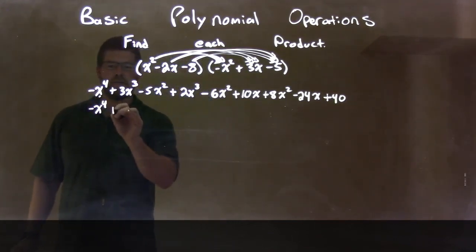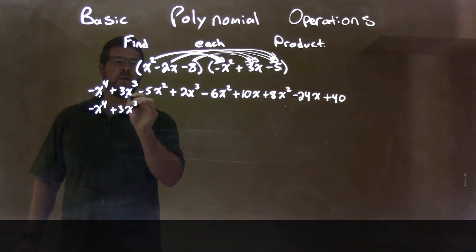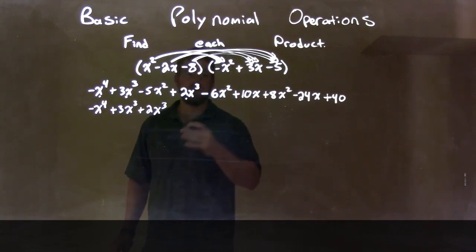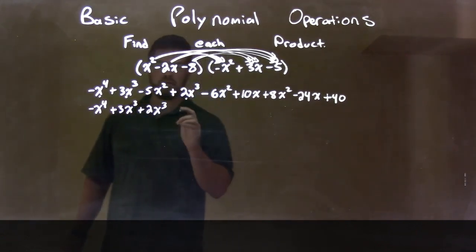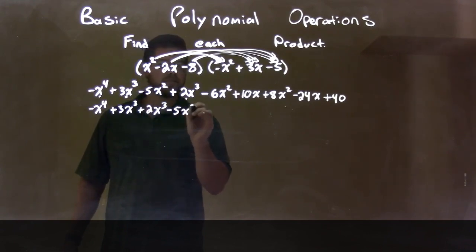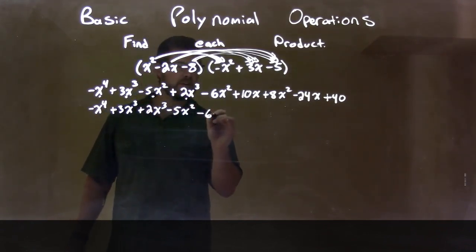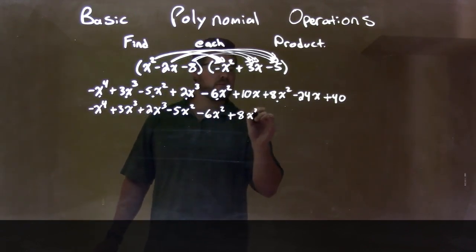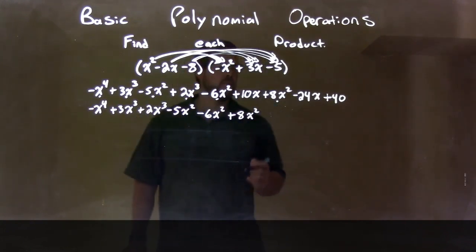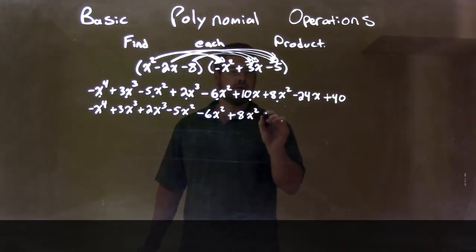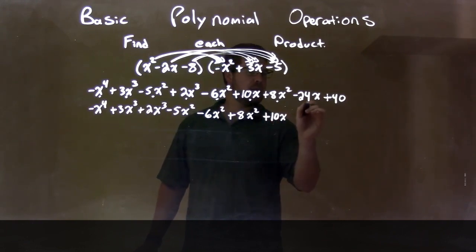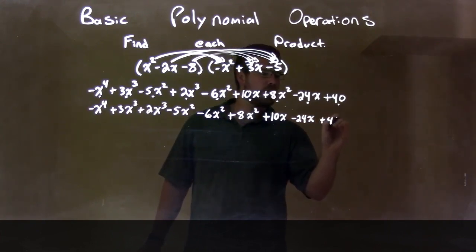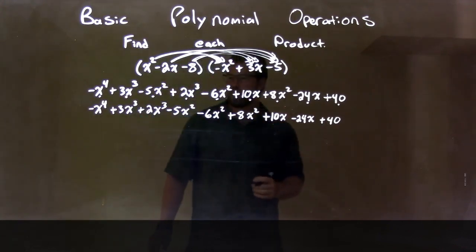Now the third powers, we have plus 3x to the third right here, and I'll bring down plus 2x to the third as well. Nothing else to the third power. Now we bring down the second power, the square. Minus 5x squared right here. Minus 6x squared, bring that one down, and plus 8x squared. Then from there, we bring down our x's, so we have plus 10x, and then minus 24x, and then I'm going to bring down the plus 40. And I should now have every single term brought down.